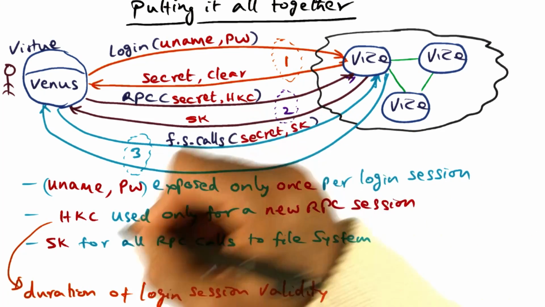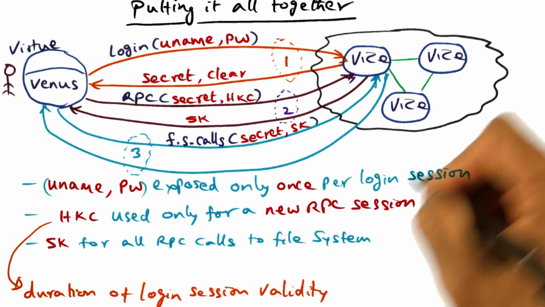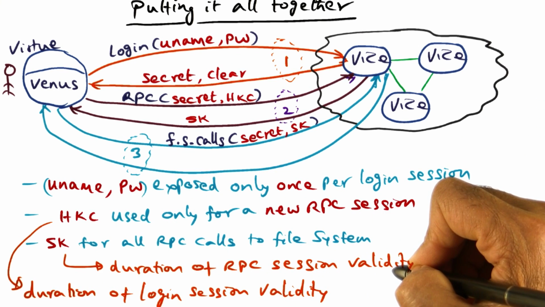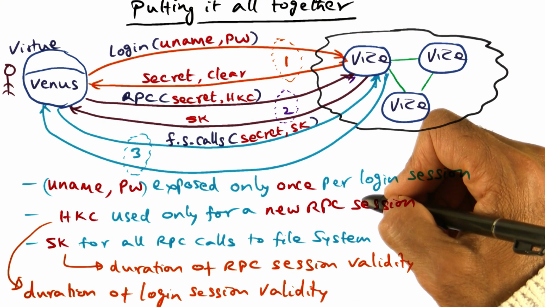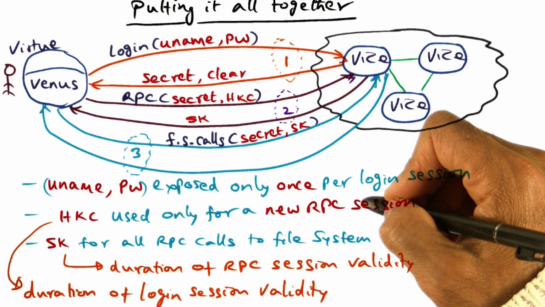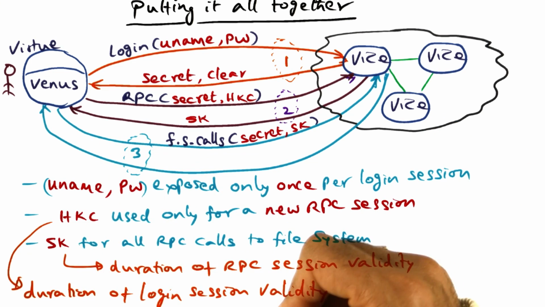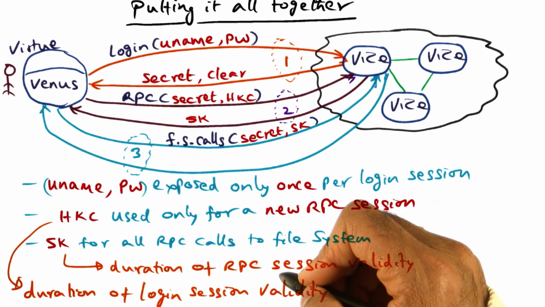And the session key is used for all the RPC calls that Venus is making on behalf of this client for manipulating the file system. And the duration of SK is the duration of a given RPC session. For instance, within one login session, let's say I have 3 different RPC sessions. For each of those distinct RPC sessions, I'm going to get a unique session key. And I'm going to use that session key only for that particular RPC session. Once that is done, I cannot reuse that key anymore. I'll have to reestablish a new RPC session, get a new session key, and restart the RPC session.